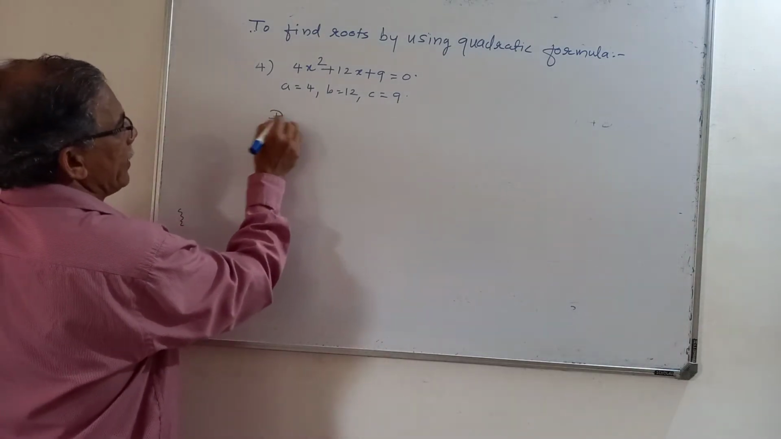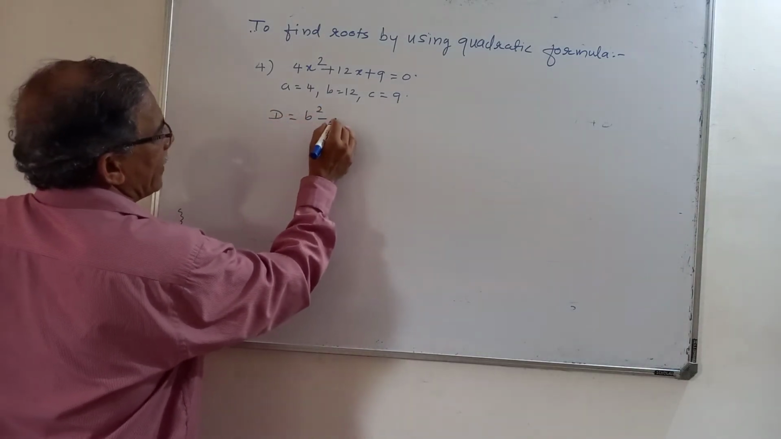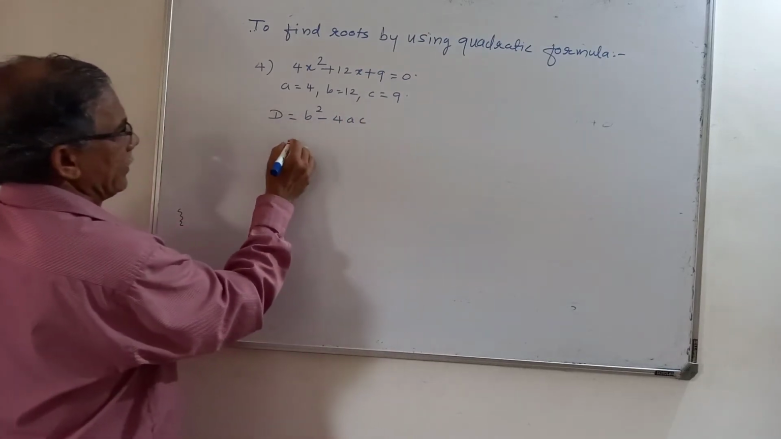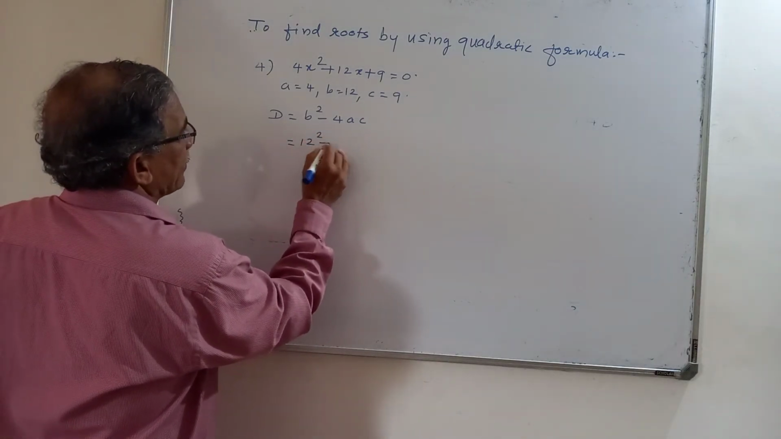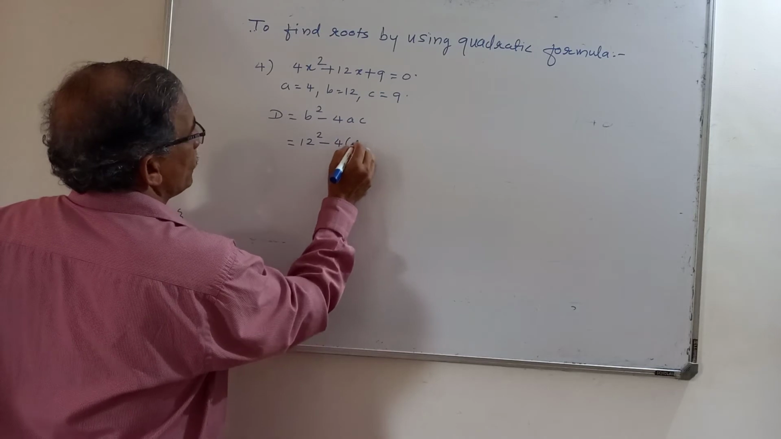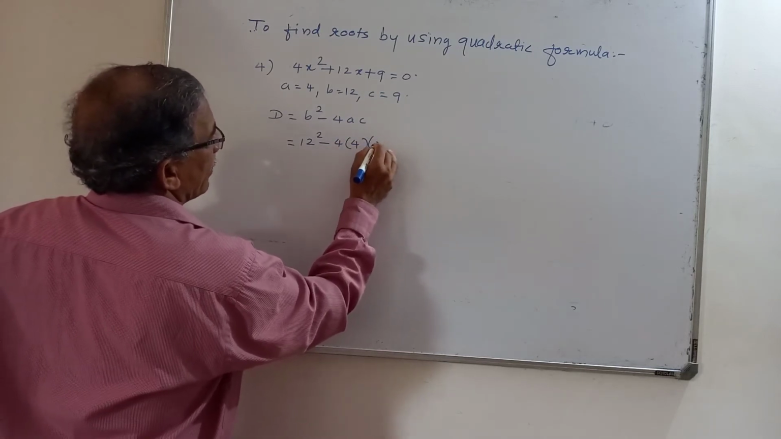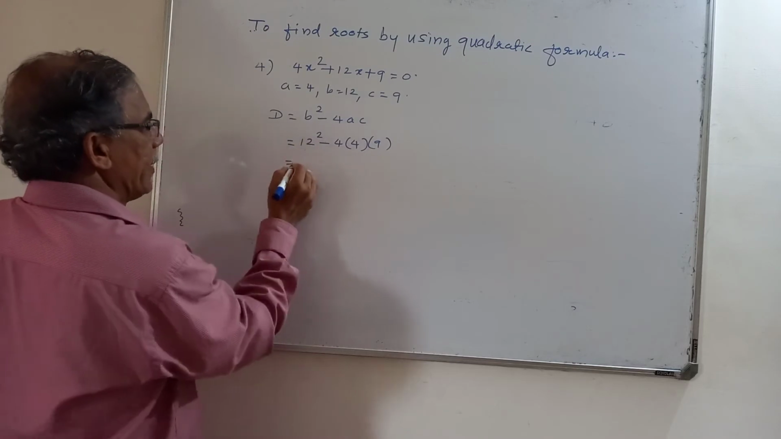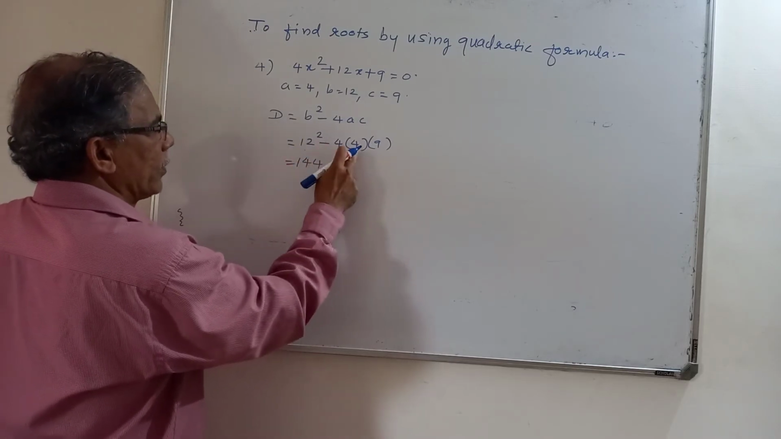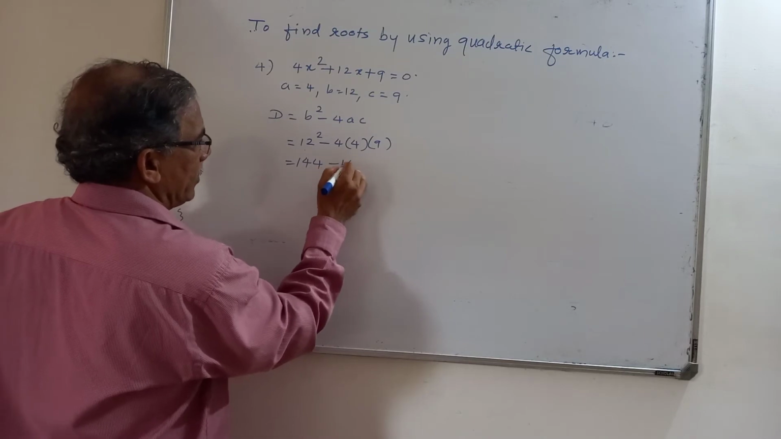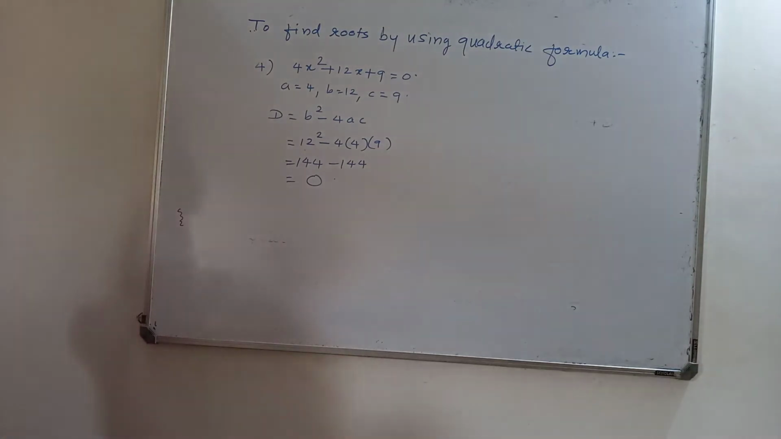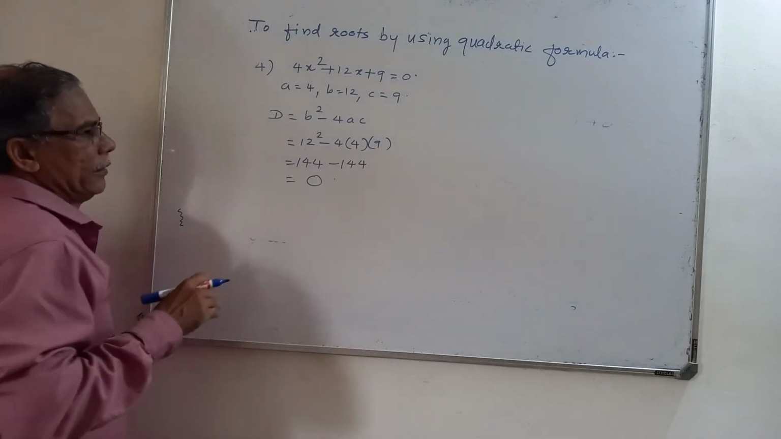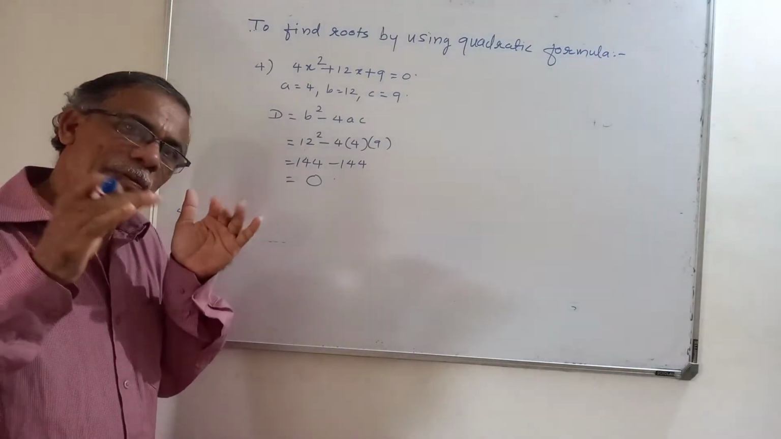First we shall find the value of D. D is equal to what? B square minus 4AC. So that is equal to B square. B means how much? 12 square minus 4 into A means 4 into 9. C means 9. 12 square how much? 144. 4 4 the 16, 16 9 the 144. So what is answer here? 0. Now here discriminant is 0. Now if discriminant is 0, then we will get two values of x, but both values will be same.